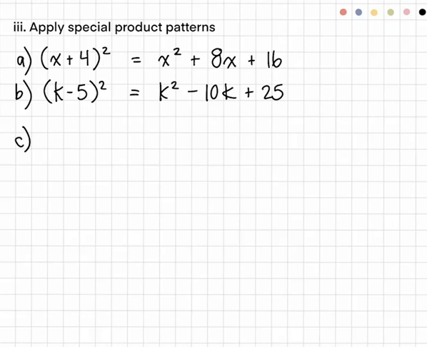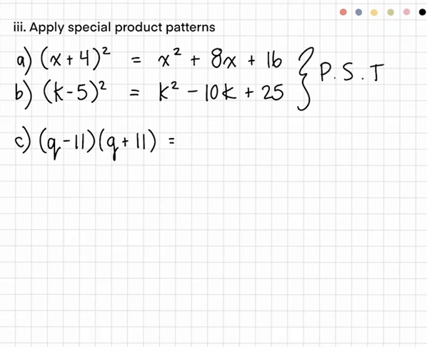Let's try doing the product of a sum and a difference now. Let's see, I have (q - 11) and then (q + 11). So if we use the pattern and just follow the steps, we're going to be able to get our difference of squares. Here this is our perfect square trinomial, right? And now let's see if we can get a difference of squares.